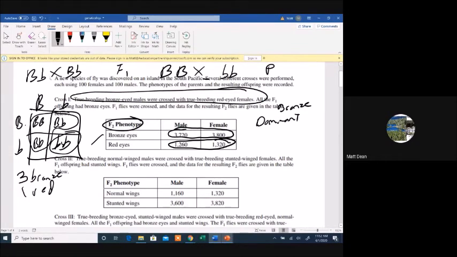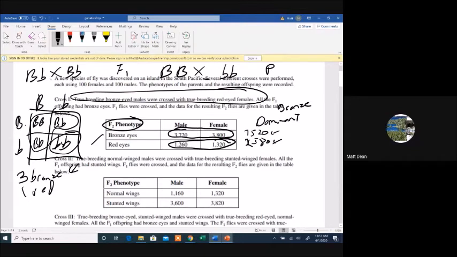Let's combine these numbers roughly. So let's just round this off to 3,700 and 3,800. That'd put us at about 7,500, right? Exactly, it's 7,520. And then let's add these two together, 1,260 plus 1,320. So that's 2,580. And notice that ratio, although not exact, is pretty close to a 3-to-1 ratio. Again, more proof that this is probably an autosomal recessive trait.